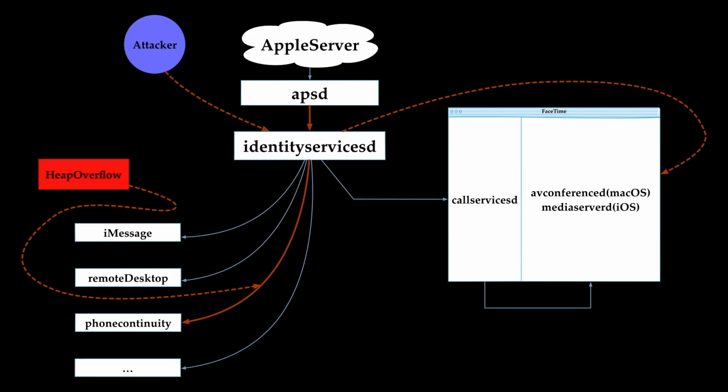Okay, now let's move to another attack surface. Paul already mentioned that identityservicesd is able to deliver notifications or network packets to a lot of different system services like Messages, Remote Desktop, and Phone Continuity. We analyzed some of them, and we found some very interesting bugs too.